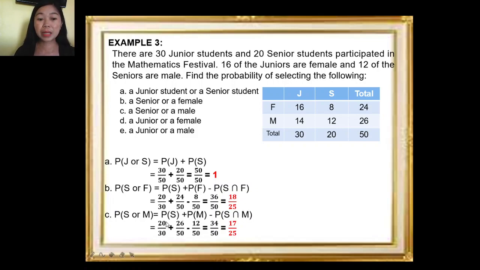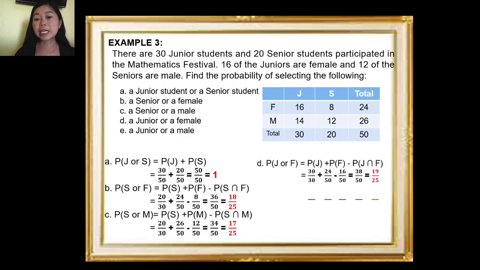So, yung intersection ng senior and male is 12. So, we have to subtract 12 over 50 for the intersection of senior and male. So, probability that it is senior is 20 over 50 again yan, plus probability that it is male is 26 over 50 minus the intersection of senior and male, 12 over 50, the probability. So, 20 plus 26 is 46 minus 12 is 34 over 50. To simplify 34 over 50, let's divide both numerator and denominator by 2. So, the answer will be 17 over 25. That's the answer for letter C.